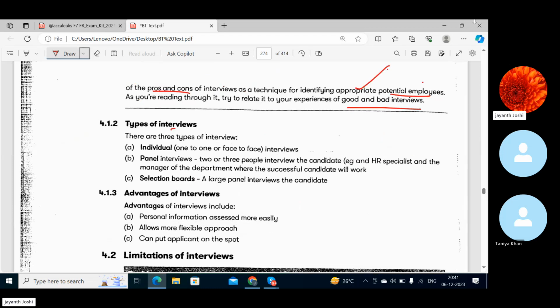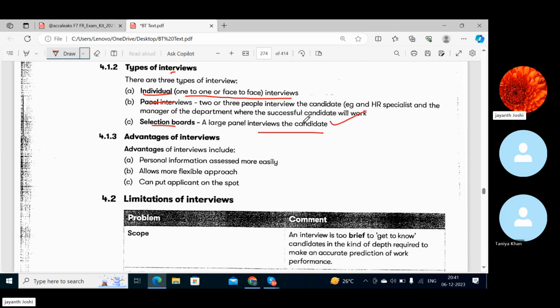There are three types of interview: individual, panel, and selection boards. The individual is a one-on-one or face-to-face interview. In a panel interview, two or three people interview the candidate, for example the HR specialist and the manager of the department where the successful candidate will work. In selection boards, a large panel interviews the candidate. That means many people are there, and the board will decide whether they have to hire the candidate. Generally this kind of interview is done for very strong roles. In India, IAS and IPS officers are hired by the government, and panel interviews go there. Sometimes selection boards also come into the picture.